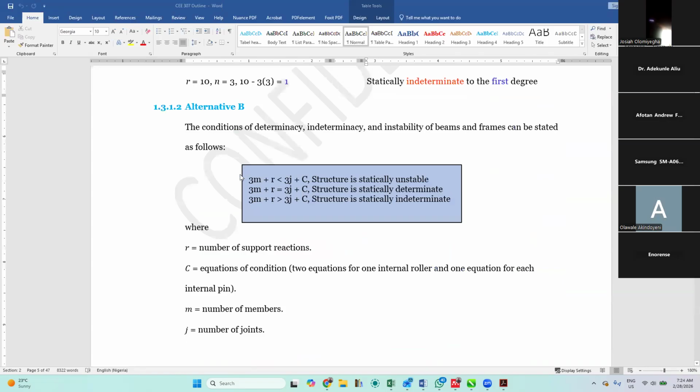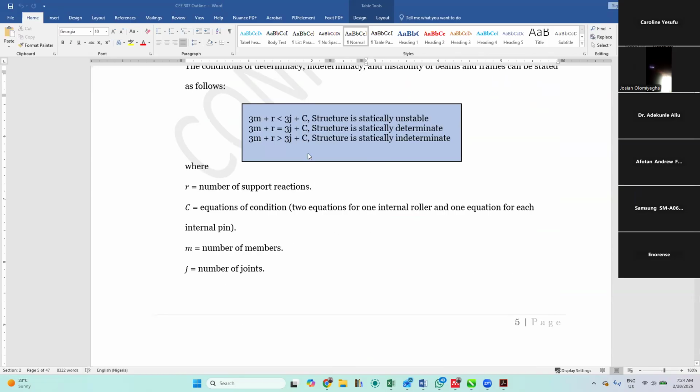So all you just need to do is apply this formula to determine whether it is stable, whether it is determinate or indeterminate. So we have 3m plus r. When it is less than 3j plus c, it is unstable, statically unstable. But when it is equal to this, it is statically determinate. And when it is greater than, it is indeterminate. So when we talk about indeterminate, then we'll be looking at to what degree.